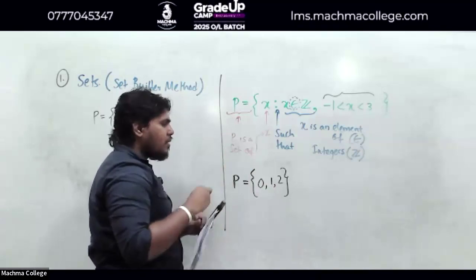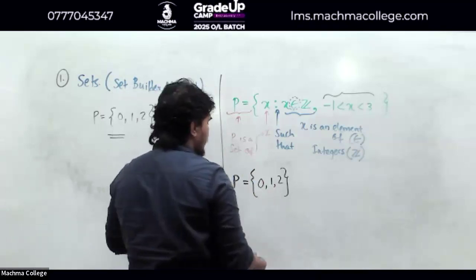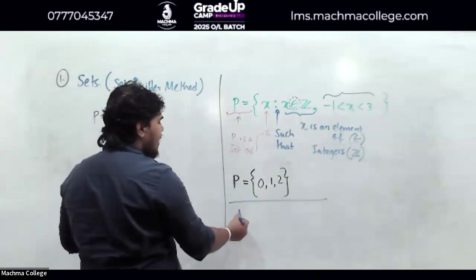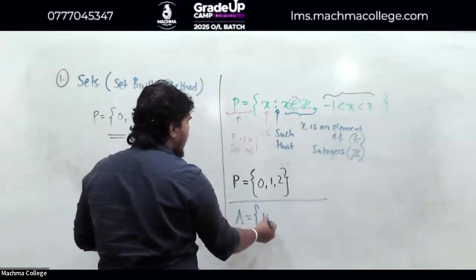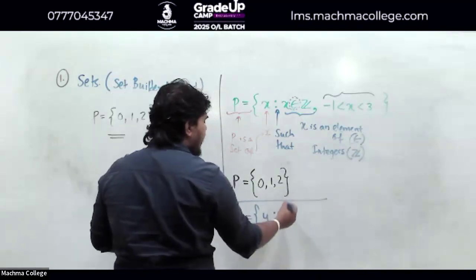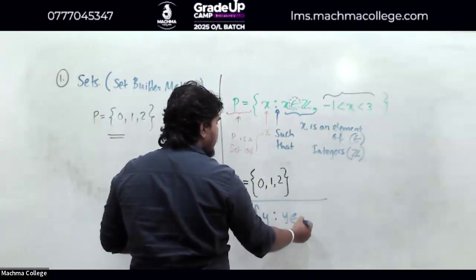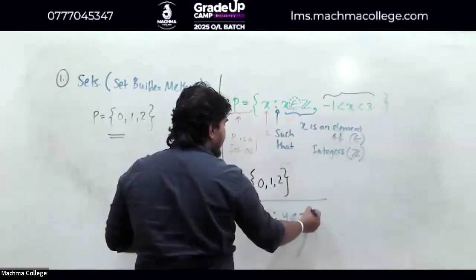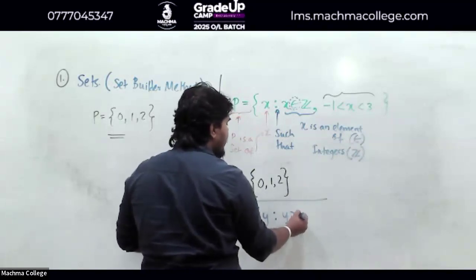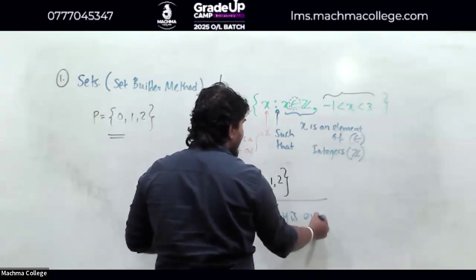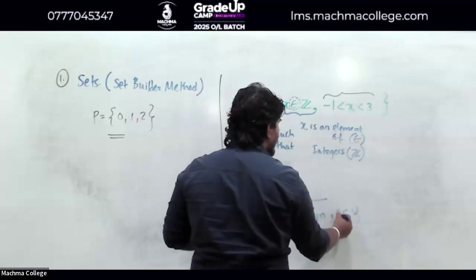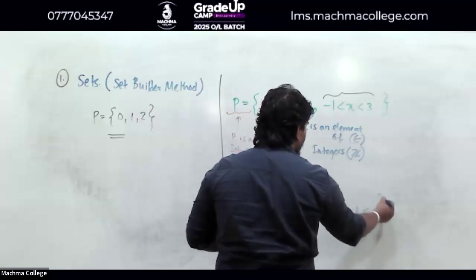I'll give you another example. Let's do one more example. I'm saying that capital A is a set of y such that y is even, comma, and y is greater than 0, less than 10.